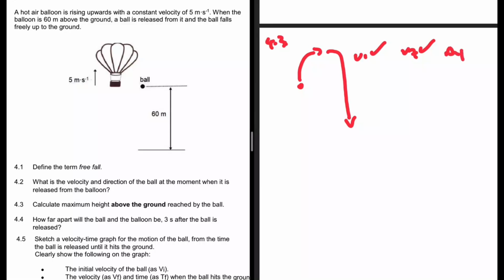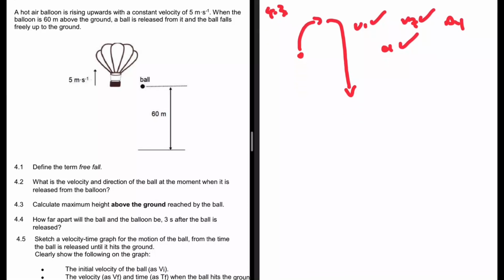So we're looking for delta y, right? Because we need to calculate the maximum height. Yeah, we're looking for delta y, and then we do have the acceleration. So we're going to say vf squared is equal to vi squared plus 2a delta y.